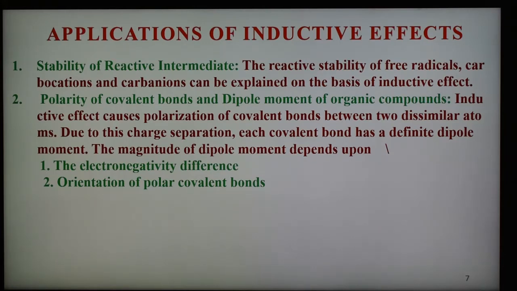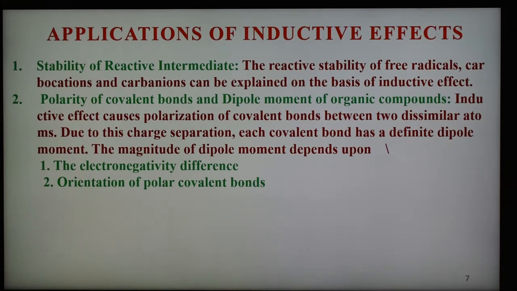So here the first part is that the stability of the reactive intermediate can be decided on the basis of inductive effect, and so the relative stability of free radical, carbocation and carbanion can be explained on the basis of this inductive effect, as we know. And the second part is that the polarity of the covalent bond and dipole moment of an organic compound can also be known from this. In this case, inductive effect causes polarization of the covalent bond between dissimilar atoms. Due to this charge separation, each covalent bond has a definite dipole moment.